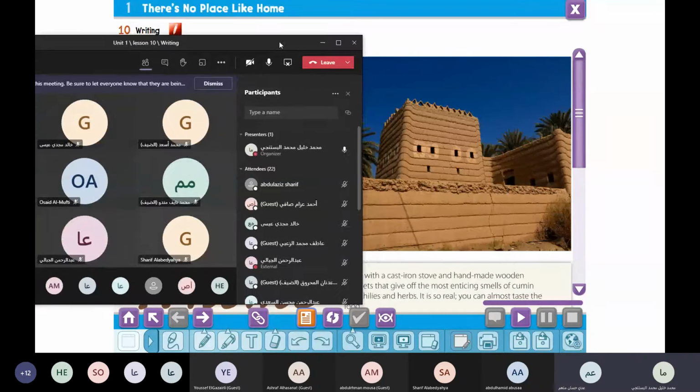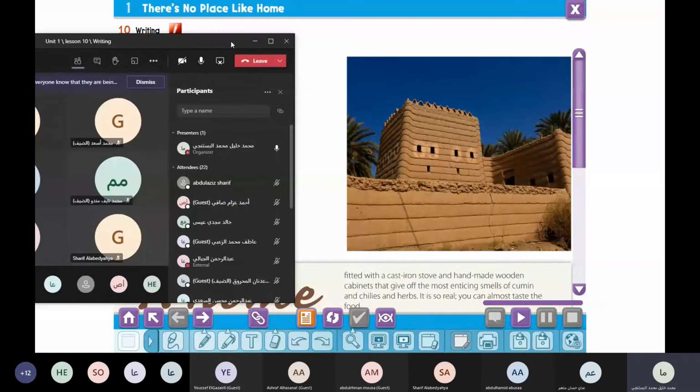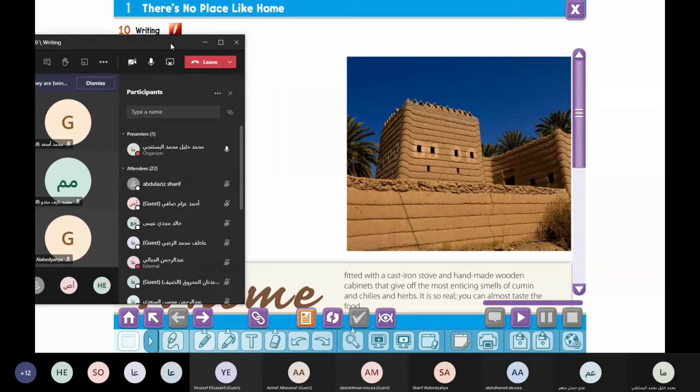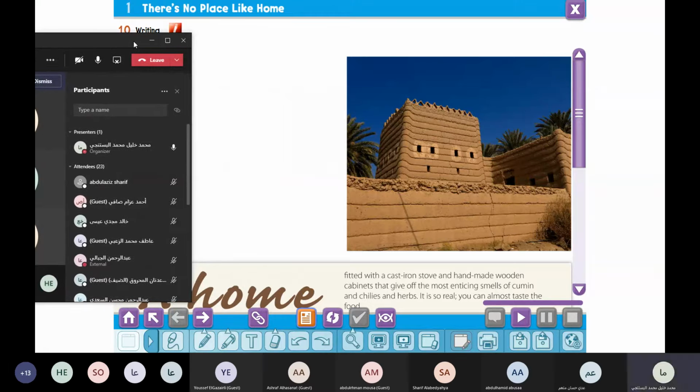Yes, teacher. Yes, especially here in Saudi Arabia. Yes, in Saudi Arabia, in the past they used to build houses like these. Where do you think these houses are?